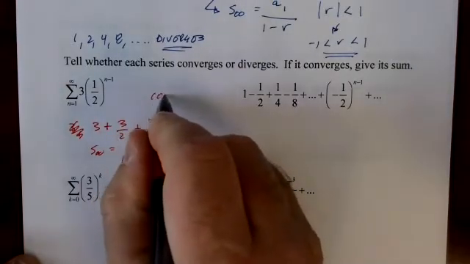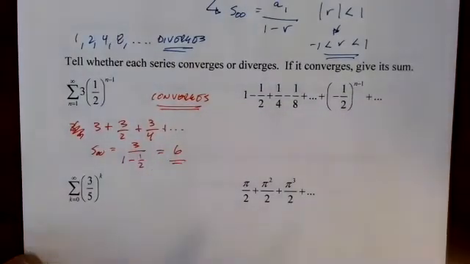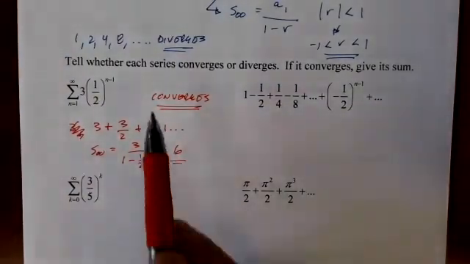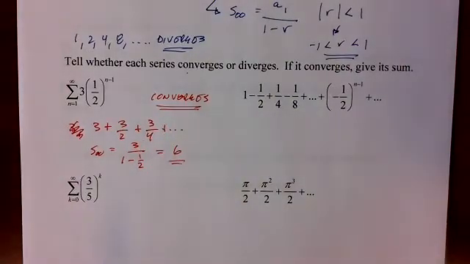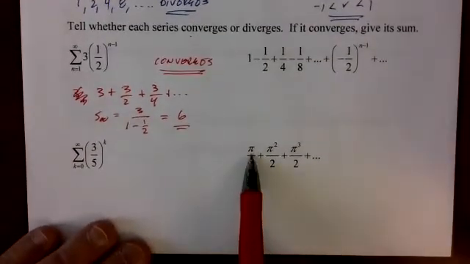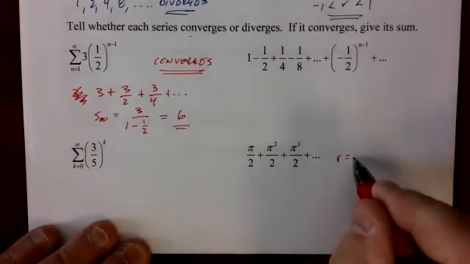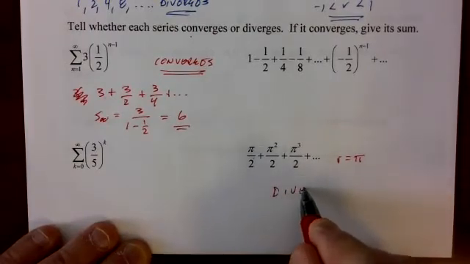So it converges. Now be careful here. Read the full question. Did I ask for the sum? Yeah, I said it converges and find the sum. So yeah, it converges and the sum is 6. Let's do one that diverges just for the fun of it. Multiplying here by pi, r is pi. Bigger and bigger and bigger. So done, it diverges. Can't add it up.